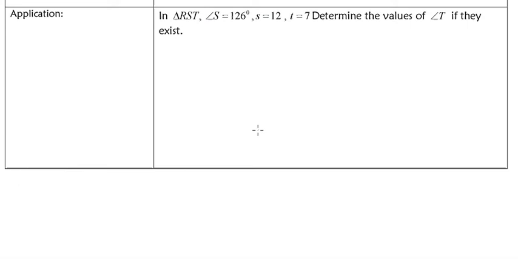So in triangle RST, angle S is 126 degrees, side S is 12 units, and T is 7 units. Determine the values of angle T if they exist. And here's why it's saying if they exist.